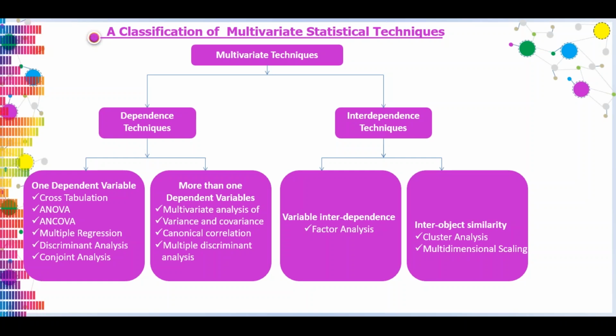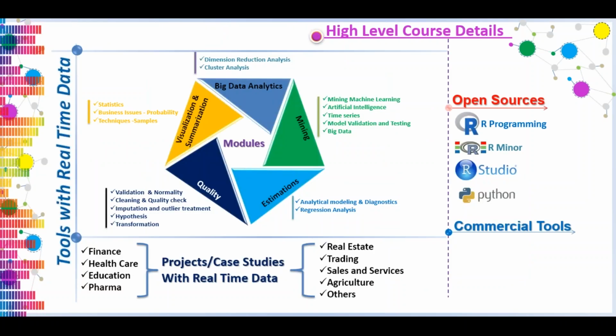And the main course comprises 5 modules: big data analytics, mining, estimations, quality, visualization, and summarization. During learning of this process, we are going to apply R language, Python language, and SPSS. As I said, I used to cover R. Some people may need only R language, some people may need Python also. So during the course, I'm going to apply R, Python, and SPSS.